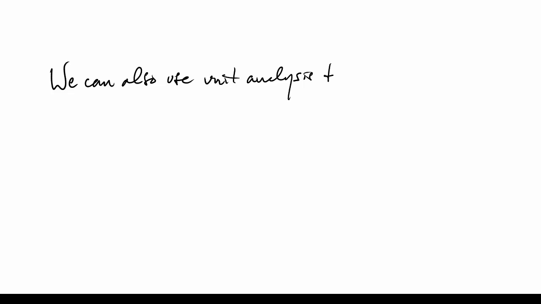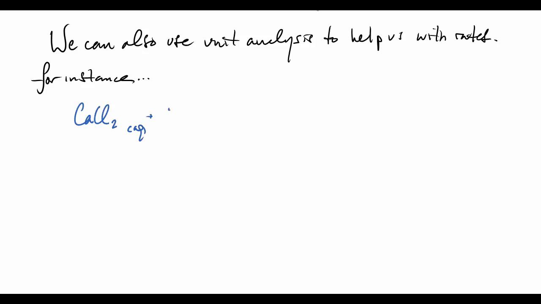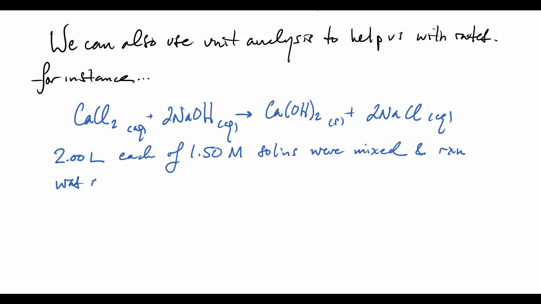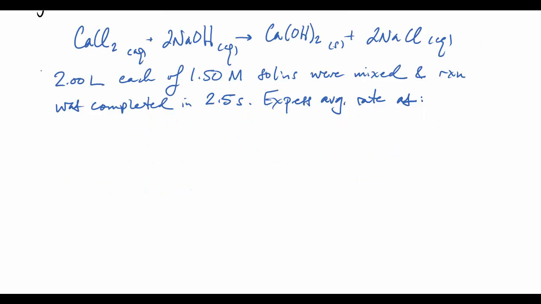Now we can also use unit analysis to help us work out some details about rates. Let's see what that looks like. For instance, here's an example. This reaction is between calcium chloride and sodium hydroxide, aqueous solutions forming calcium hydroxide in precipitate form and sodium chloride. Well, if 2 liters each were poured together and they were 1.5 molar apiece, and this reaction completed in 2.5 seconds, how could we express the average rate?